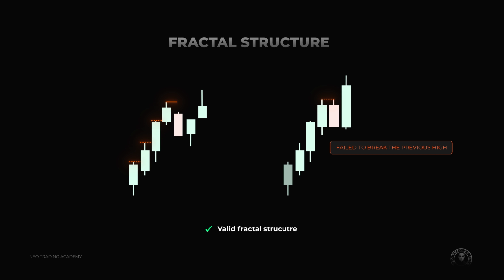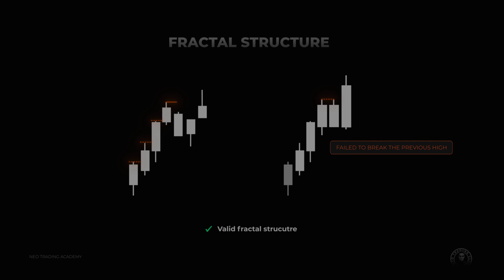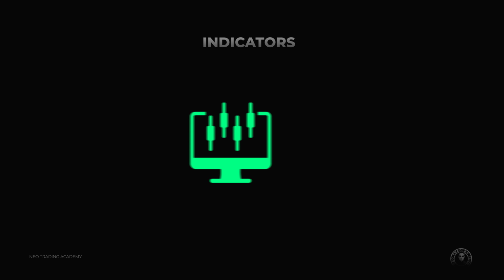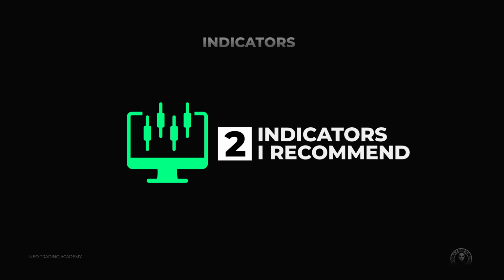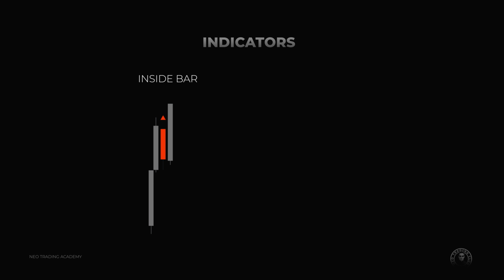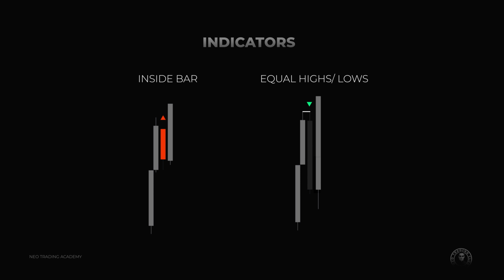It's important to note that the color of the candle doesn't dictate if there's a fractal break or not. All that matters is if a candle breaks the next candle or not, independent of if it's a bullish or bearish candle. To help visualize the market structure better, there are two indicators I recommend. One is the inside bar, which I leave on all the time. And the second is the equal highs and lows indicator, which sometimes I use on the 1 minute time frame for entries. This indicator can be useful if you're just starting out. So let me show you how to install them.